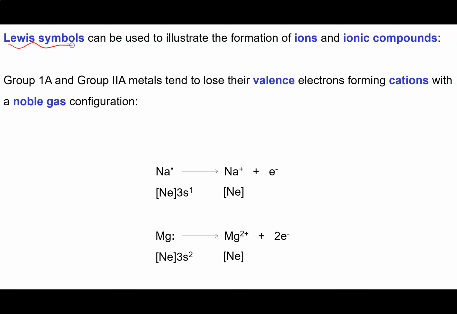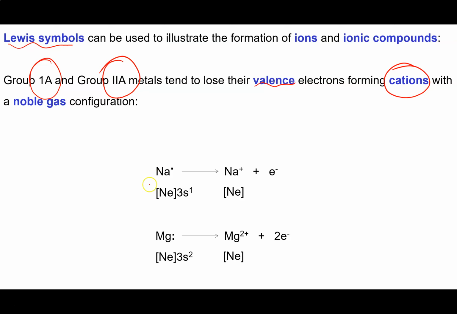Lewis symbols can also be used to help us understand the formation of ions and the formation of ionic compounds. So the metals that are the classic main group metals are those that are in group 1A, the alkali metals, and those that are in group 2A, the alkaline earth metals. And what these guys tend to do is they tend to lose their valence electrons, forming cations and in that way obtain a noble gas configuration.